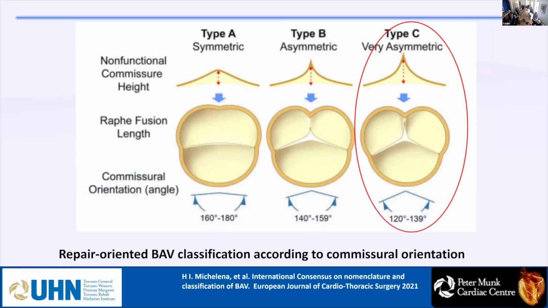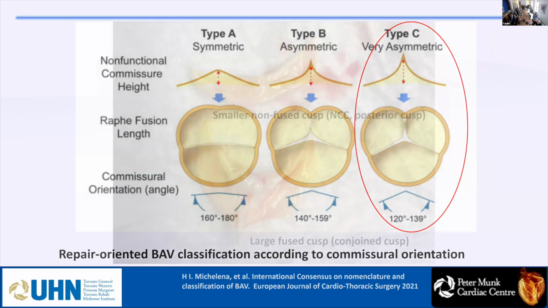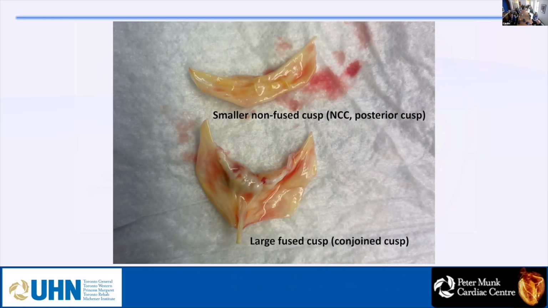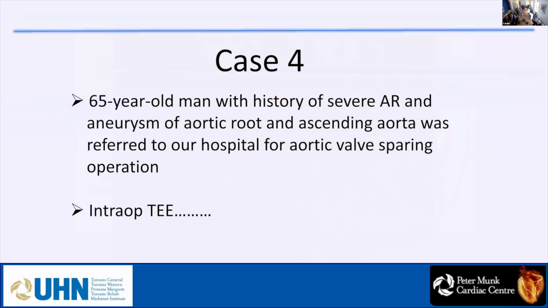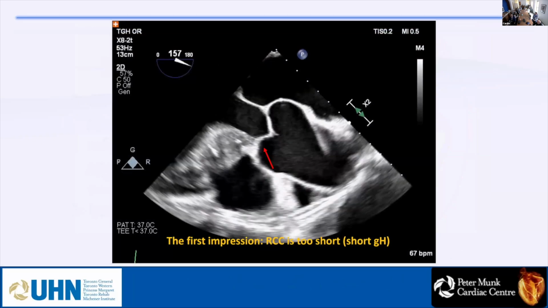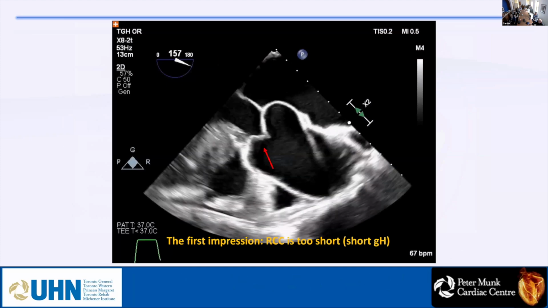And this is a diagram from Al-Khoury group again. This is a type C valve with a sharp angle that cannot be repaired. And this is the pathology we just did a couple of days ago. You see, this is the large cusp and a small cusp. The case number 4 is another tri-leaflet valve, but the leaflet is retracted.